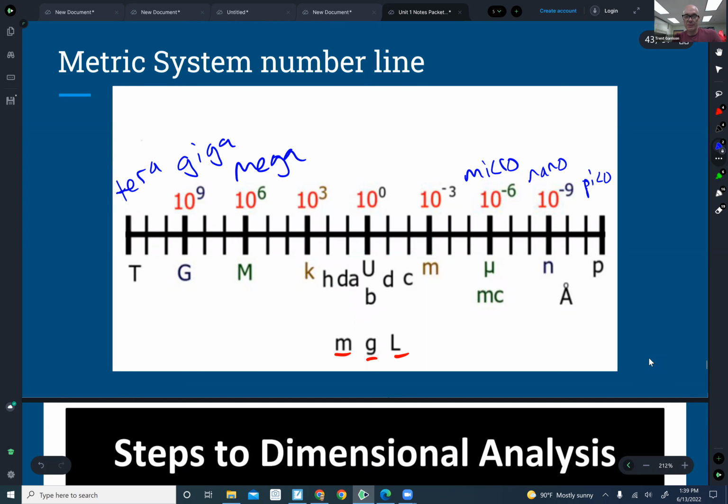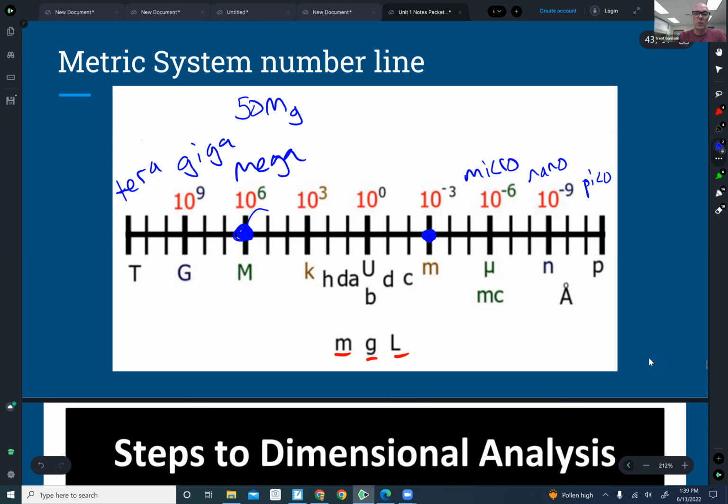Now, how you use this number line, you've done it before, is if you have, let's say, 50 megagrams right out here on this portion of the line, and we want to find out how many milligrams that is equal to. You don't have to do any dimensional analysis. You don't have to do much math. All you're going to have to do is count the number of lines, and it will tell you the number of decimal points.